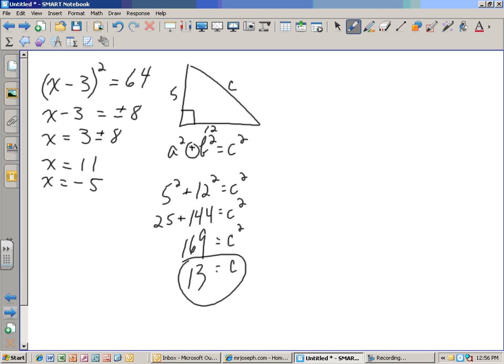All right, one final problem here. If I can draw this. A baseball diamond, which is actually a square.